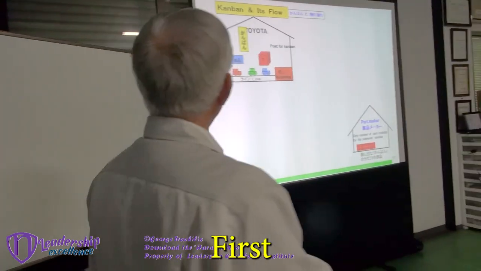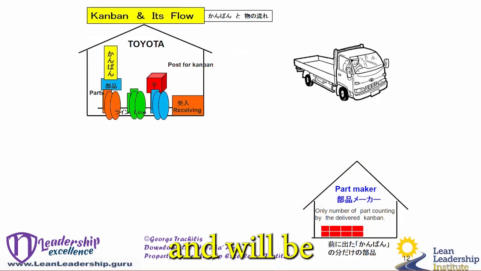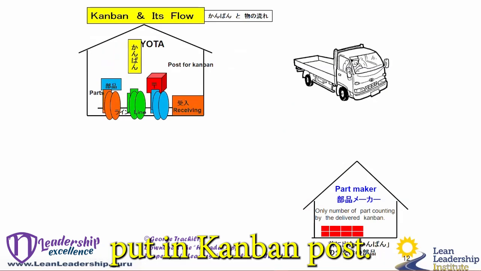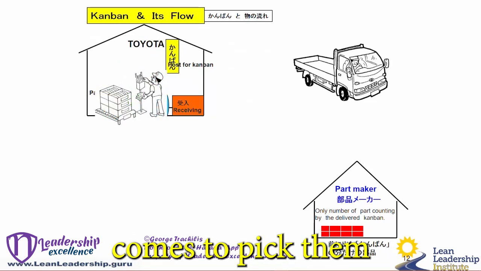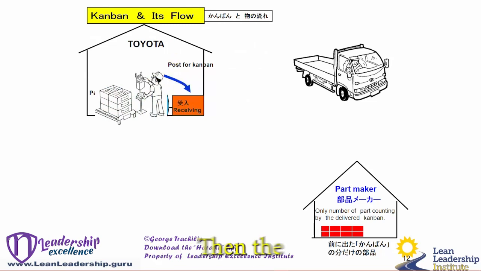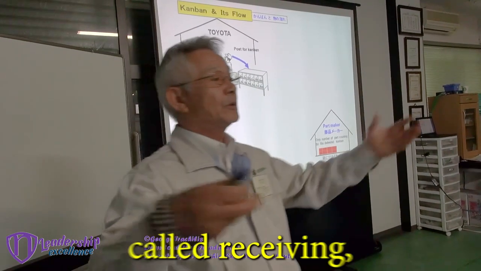Then at first, Kanban will be taken off. They will be put in the Kanban post. Then the team leader comes to pick them up every hour. Then the team leader will take them to the office, which is called receiving.